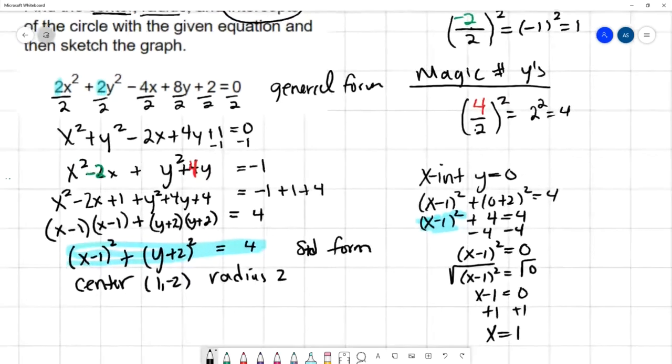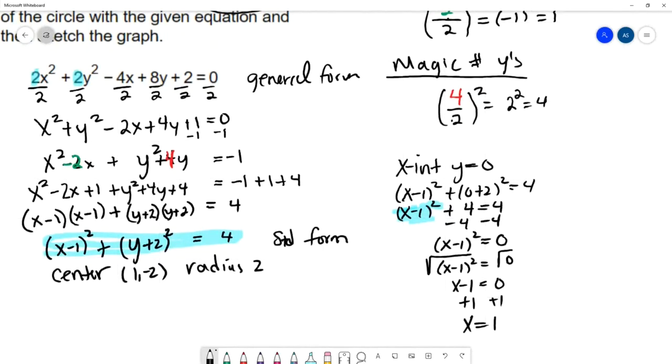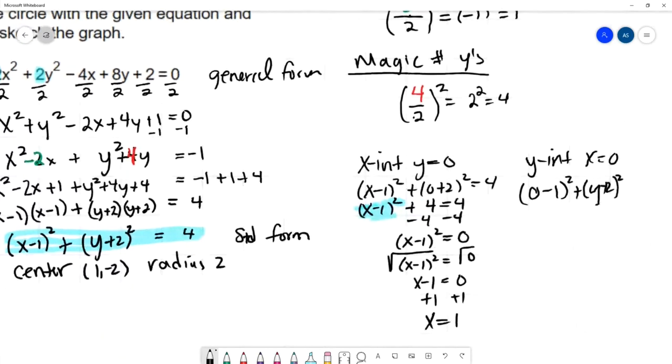I'm going to do this again, but this time looking for the y-intercept. Find the y-intercept by letting x equal 0. That would give me the equation 0 minus 1 squared plus y plus 2 squared equals 4. We'll simplify. 0 minus 1 is negative 1. Negative 1 squared is a positive 1.